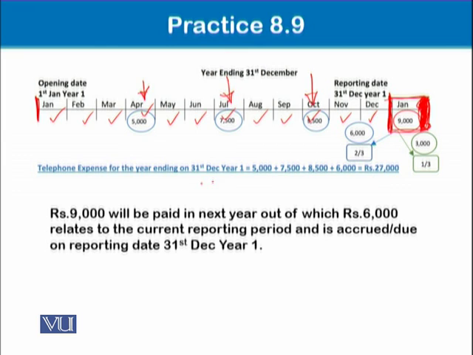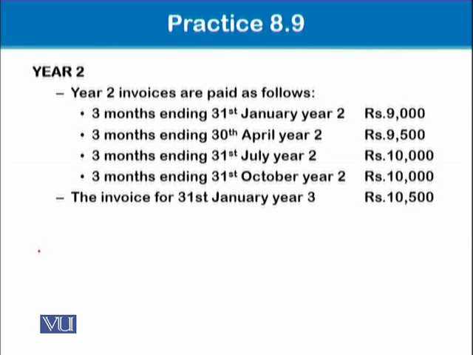So what to do? The telephone expense for the year is this 5,000 coming here, 7,500 coming here, 8,500 coming here, and this 6,000 belongs to this period. So total expense is 27,000. Interesting? Yeah, definitely interesting. Well, so this is what I have discussed with you. Let's see year 2. For year 2, invoices are paid as follows.